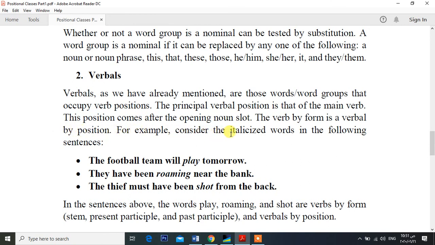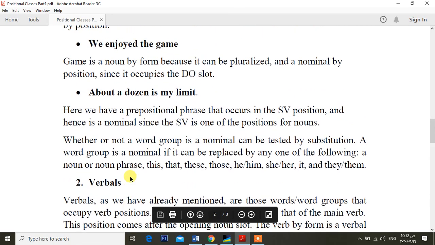For example, consider the italicized words in the following sentences. The first example: the football team will play tomorrow. Play here is a verb by form and it is a verbal by position, because here we have a dual role for each one.